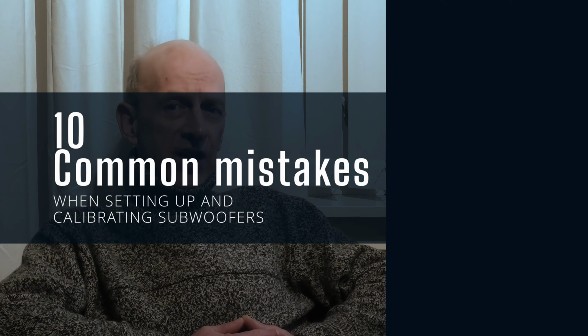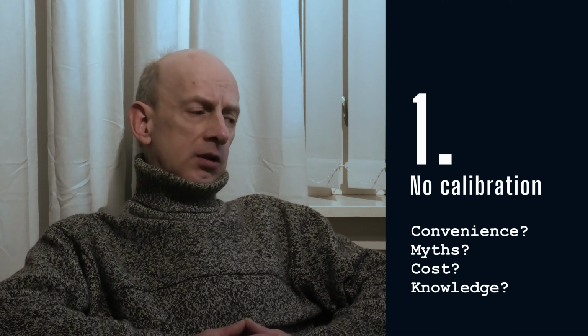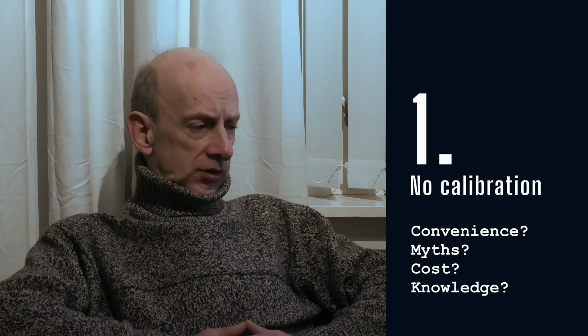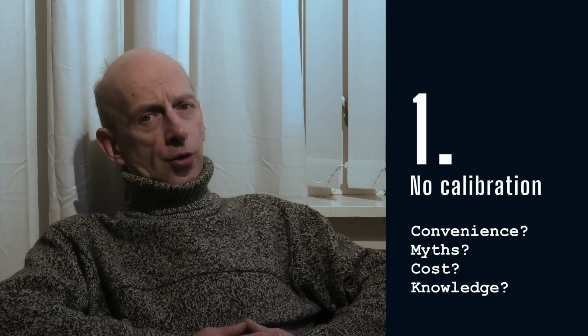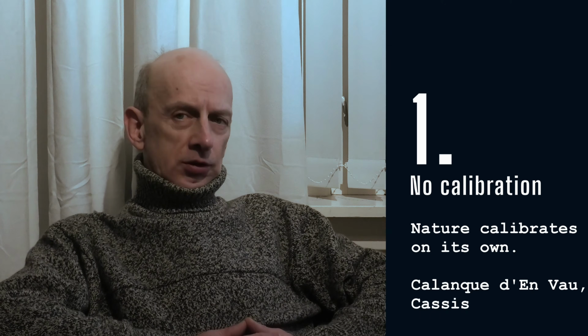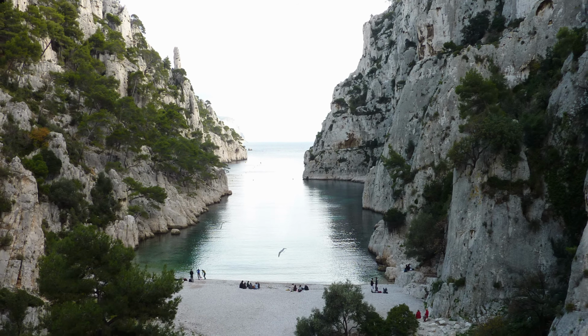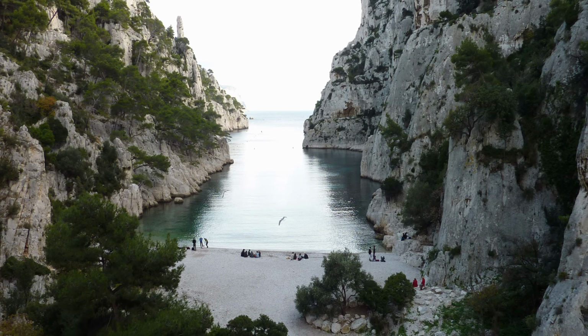10 common mistakes people make when they set up and calibrate subwoofers. The first one is doing no calibration at all. You have no DSP, you have no time alignment. Can it still work? Sort of. That depends on the system and on the room placement. But if there is no signal processing, there has to be some sort of crossover, some sort of control of time alignment and so on. If there isn't, it will not work well.